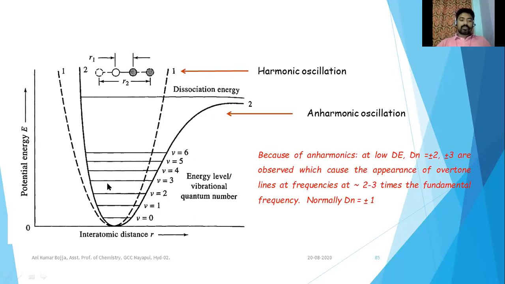They are overtone bands. We will call them overtone bands. This kind of overtone band will also appear in the infrared spectra of molecules if they undergo this kind of overtones, or vibrational transitions between higher energy vibrational levels.